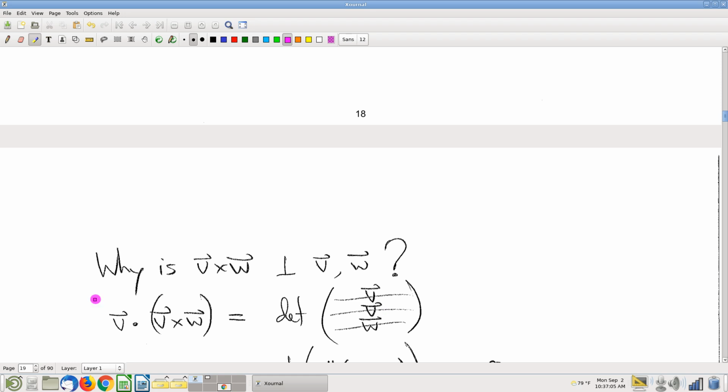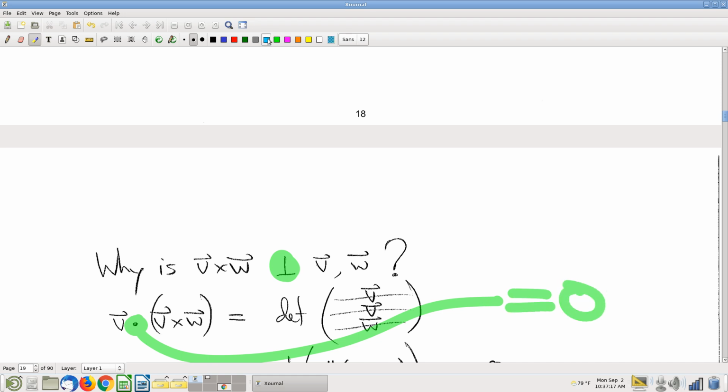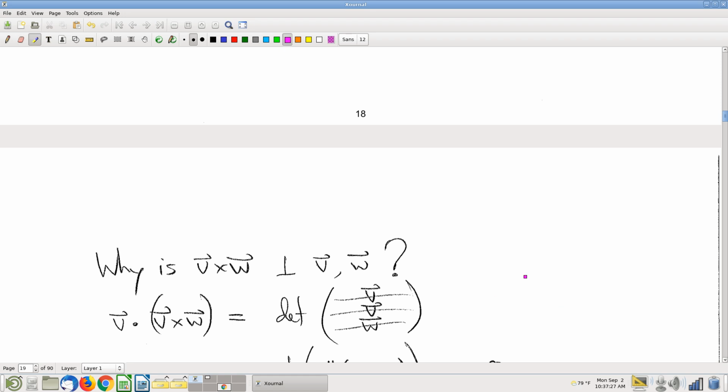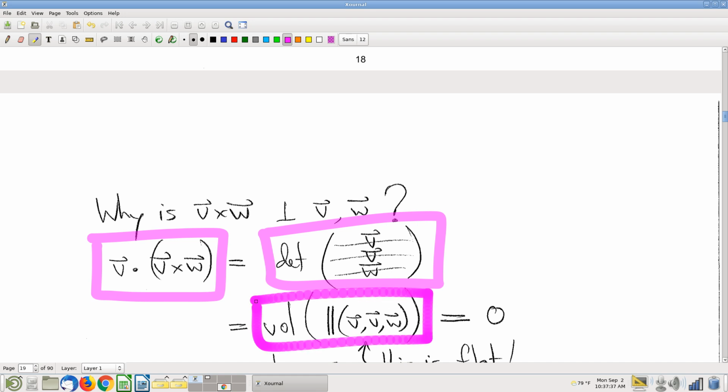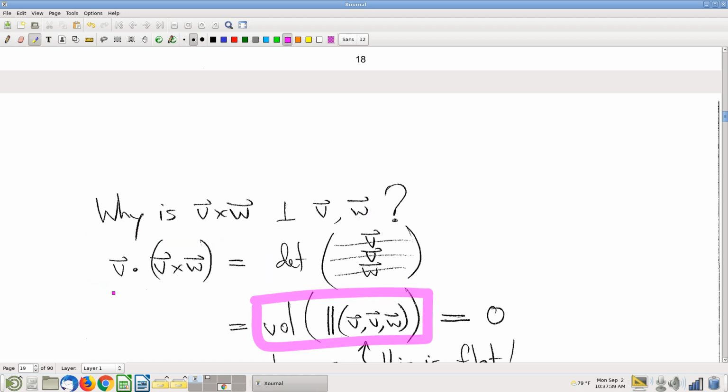So here's one of the dot products that I need to compute to show this orthogonality. If you want to show orthogonality, I've got to compute this dot product and get 0, specifically a dot product between the two vectors that I'm claiming are orthogonal. Notice one of the dot products that I have to take is also a triple product. Triple products are determinants. Determinants are volumes.